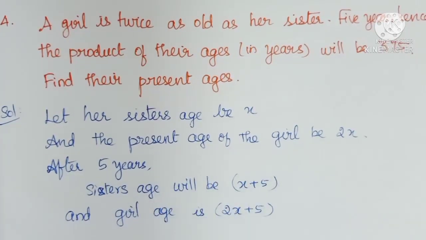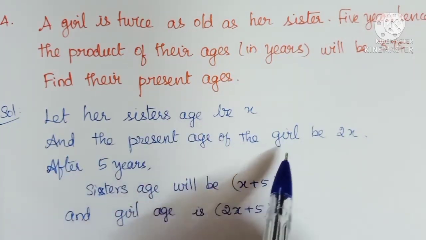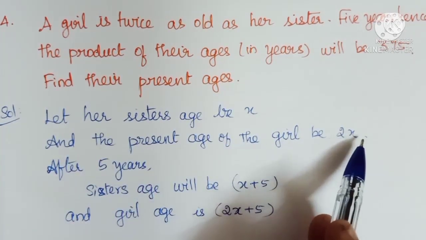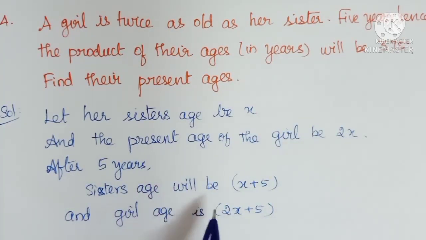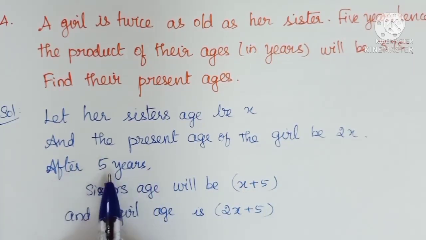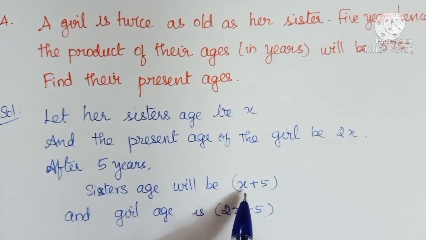For example, we can take one simple number. Suppose x is 10, then the sister's age is 10, and the girl's age is 2 into 10, 20. After 5 years, this 10 will be 10 plus 5, 15, we are saying, no? So we are taking here x plus 5. So 5 years hence means after 5 years their ages will be: sister's age is x plus 5 and girl's age is 2x plus 5.